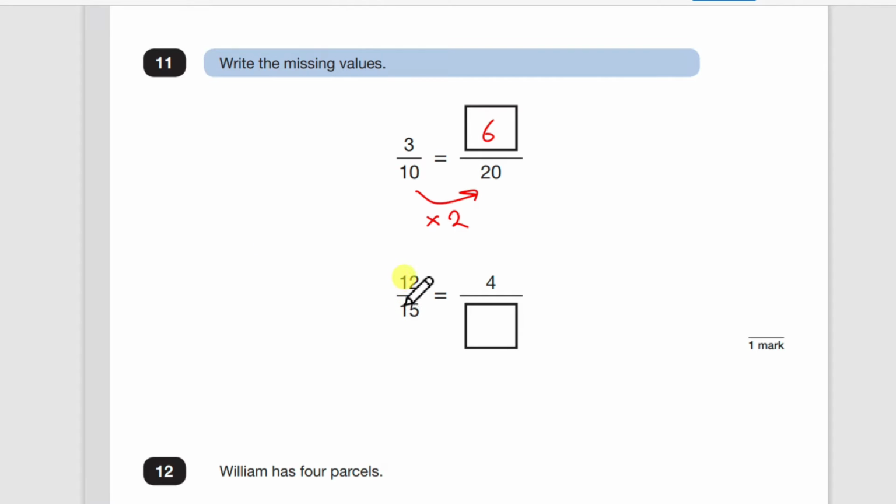Cool. Now going from 12 to 4 is divided by something. Sometimes it helps to go backwards. How do you go from 4 to 12? Well, you go 4 to 12 by multiplying by 3. So that's one way to do it. So if we divide 15 by 3, you get 5. Nice.